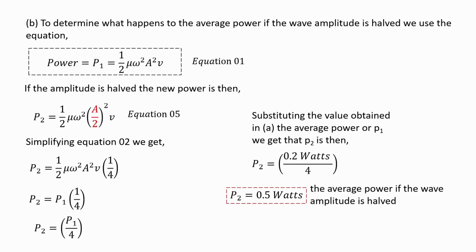To determine what happens to the average power if the wave amplitude is halved, we use equation 1. We write an expression for a new power where its amplitude is halved, as shown in equation 5. We simplify this equation and we get that it is simply a quarter of the previous power. Substituting the power value obtained in part a, where the power is not yet halved, we get that the average power if the wave amplitude is halved is about 0.5 watts.